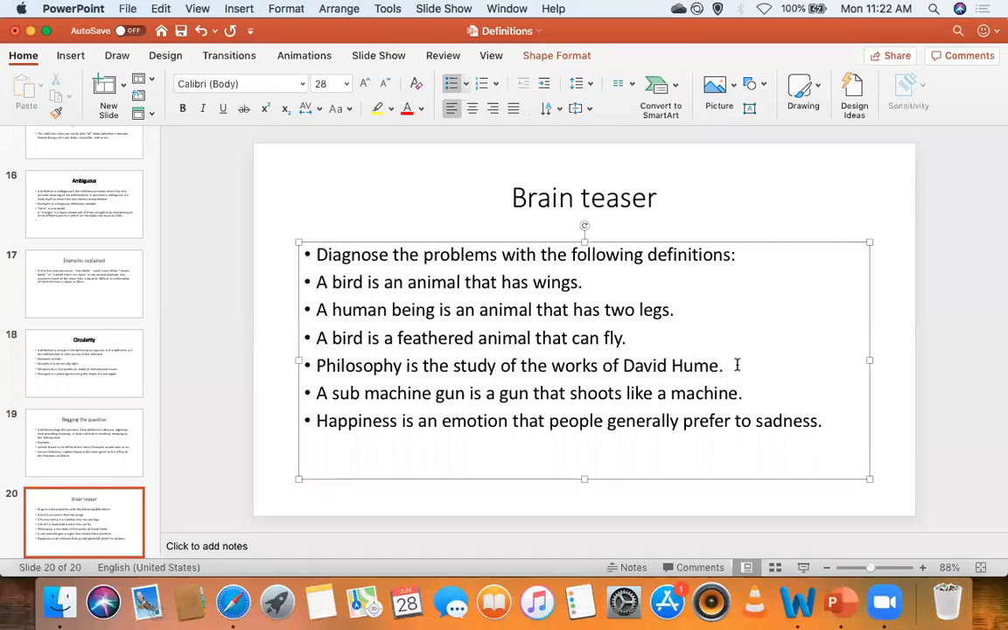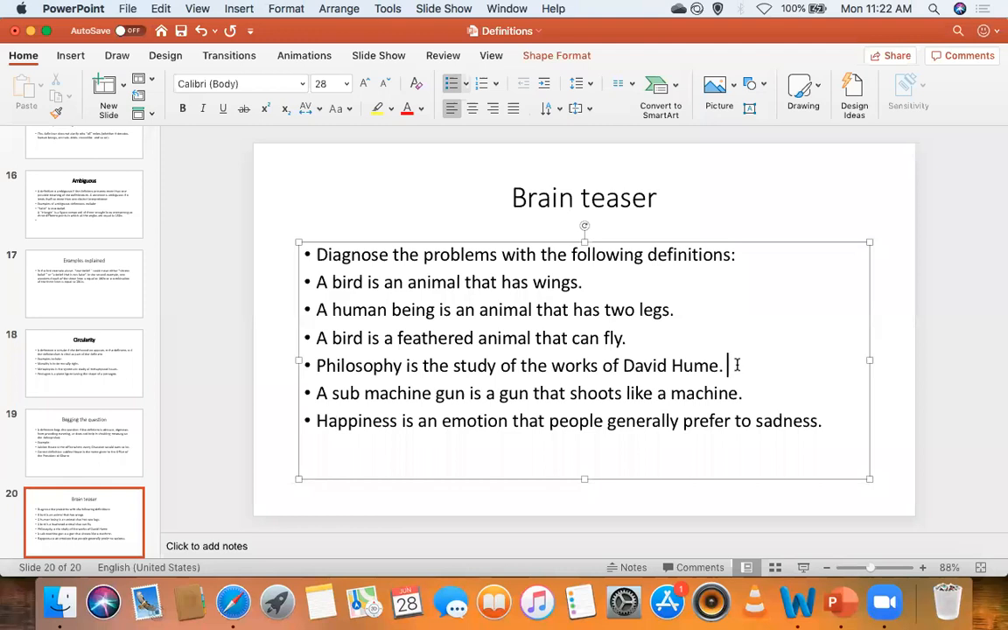And then a submachine gun is a gun that shoots like a machine. It is circularity, because the word machine appears twice. It's a candidate for circularity.